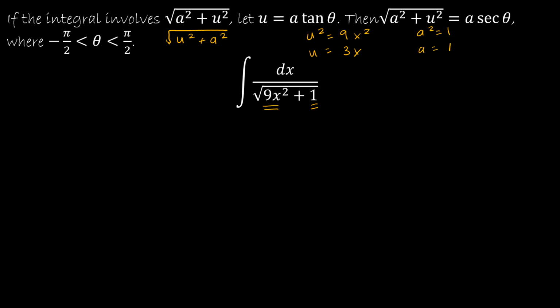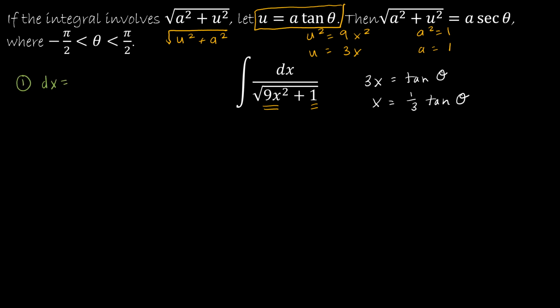And if you'll notice on this question, they didn't tell me what to use to substitute. And that's okay, because they did tell me that I'm just going to let u equal a tangent theta. So I'm going to let u, 3x, equal a, which is 1, tangent theta. So x, by division, is going to be 1/3 of tangent theta. So from here, let's get started on our same steps. I'm going to find dx. So if x is 1/3 tangent theta, then dx is 1/3 secant squared theta, d theta.